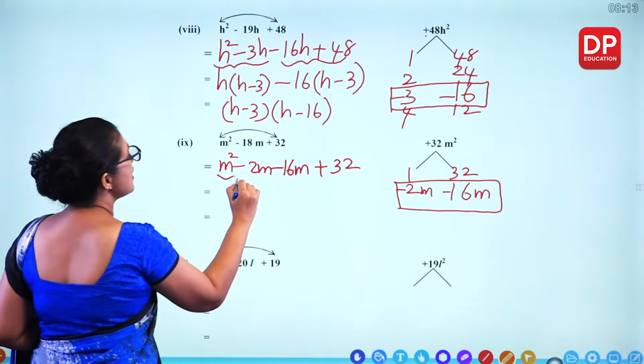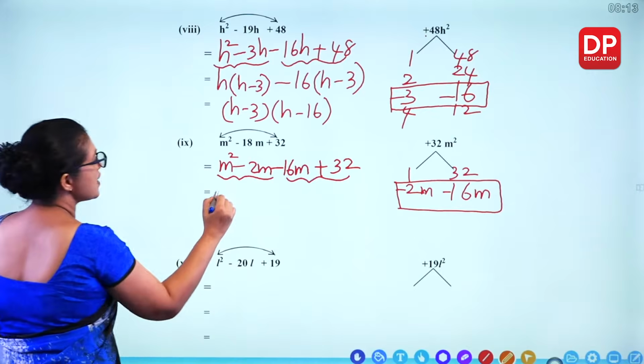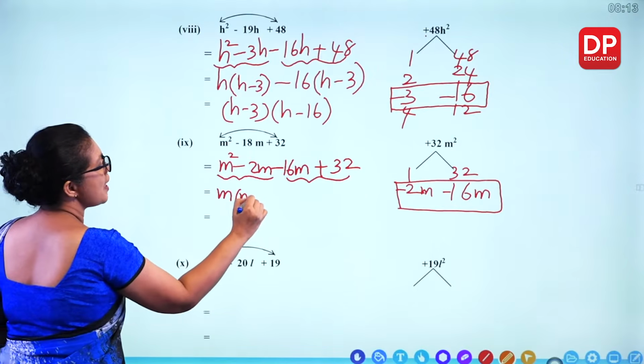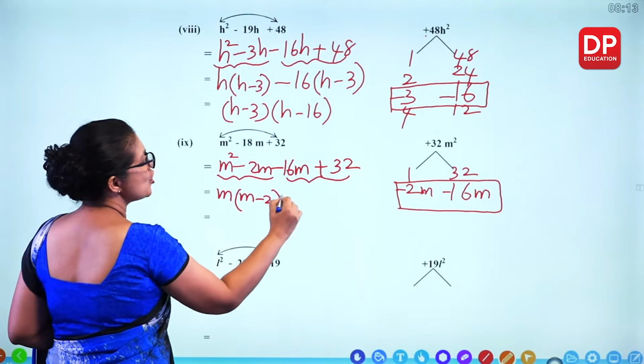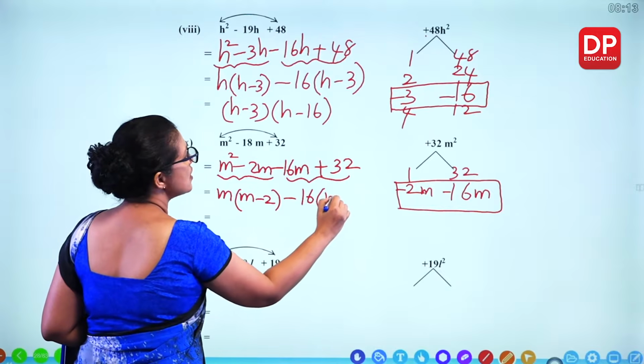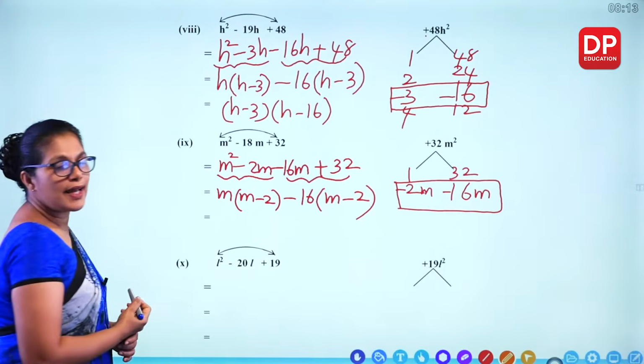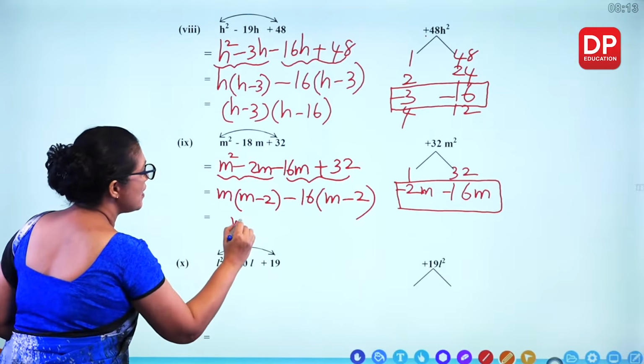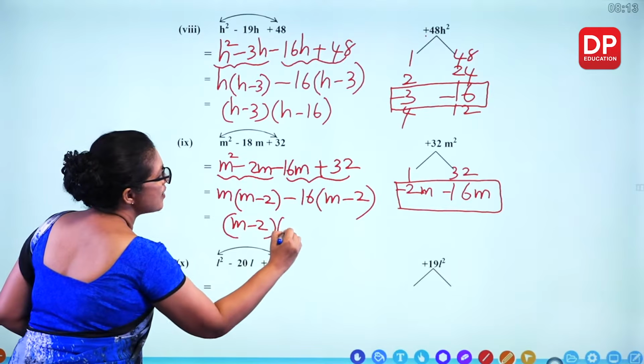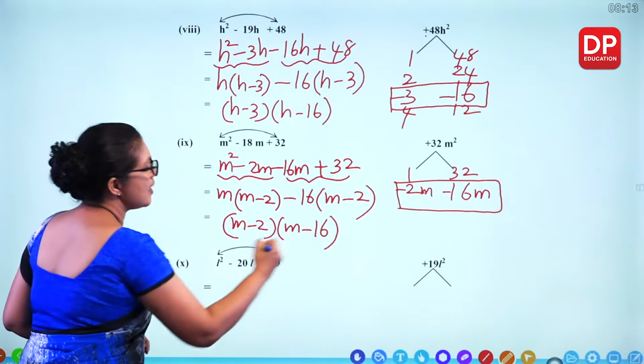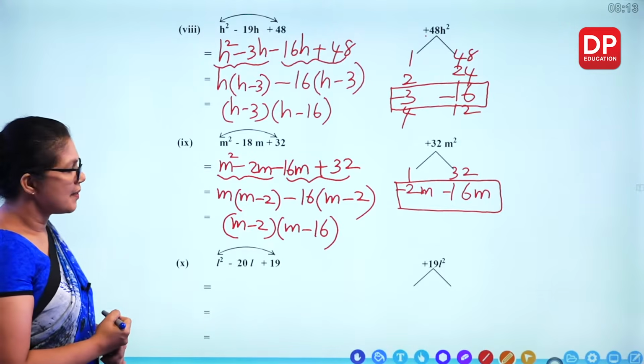Now take 2 at a time and factorize. Take m out, you get m minus 2 there. When you take minus 16 out, m minus 2 again. Now m minus 2 is common. Take it out and write down the remaining factor there, m minus 16.